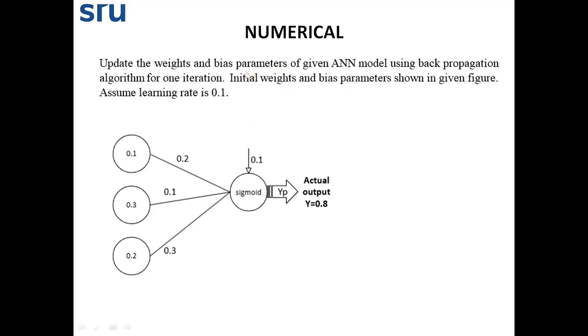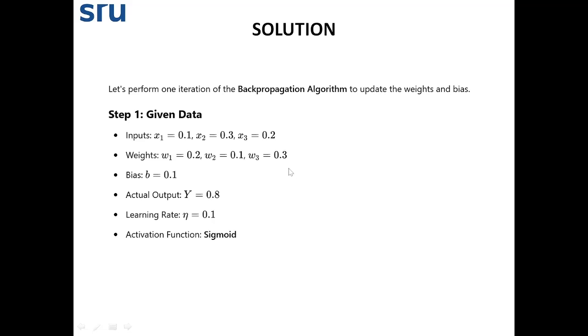Then update the weight and bias parameters of the given ANN model using the backpropagation algorithm for one iteration. Initialize the weight and bias parameters, which are shown in the figure. Here weights are given, biases are given, sigmoid activation function. Actual output y is equal to 0.8. Then we have to perform one iteration using the backpropagation algorithm to update the weights and bias.